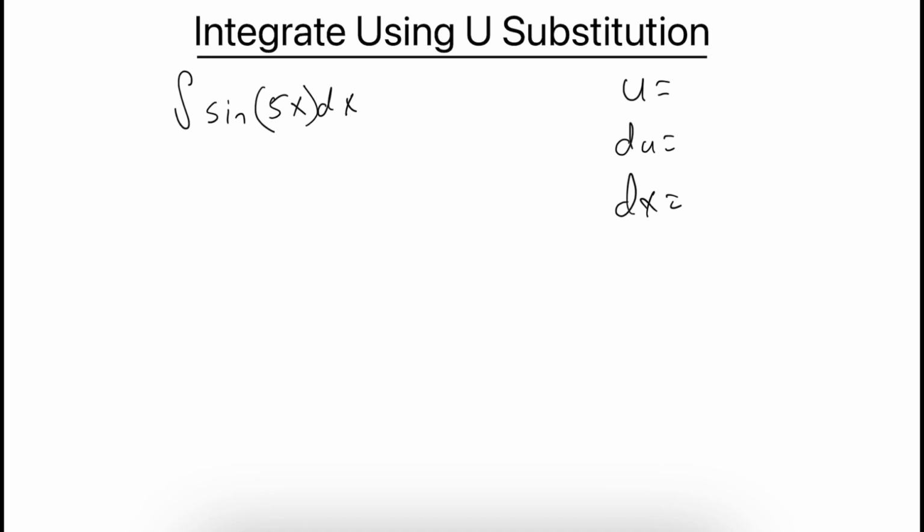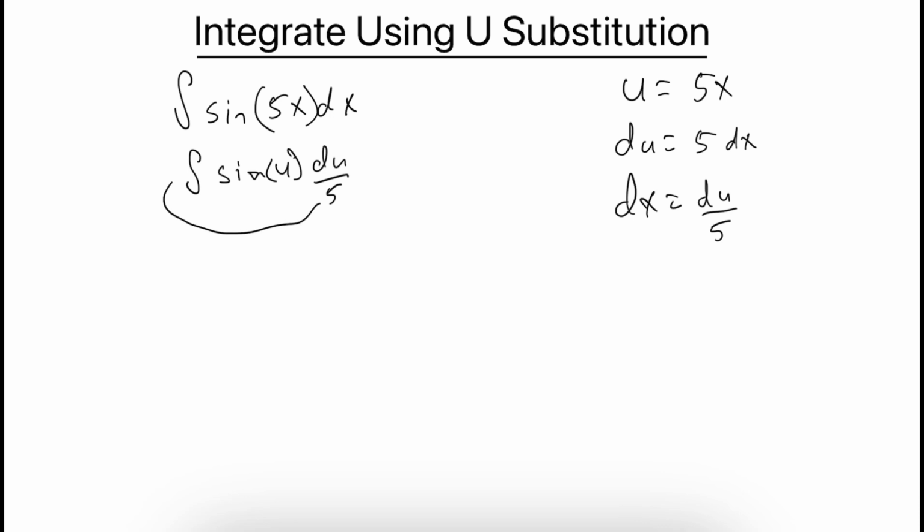Now we're going to find the integral of sine 5x dx. So for our u, we're going to pick 5x, and the derivative of 5x is 5 dx. So dx is du divided by 5. So now we'll sub in our u and our dx. And the integral of sine u du over 5.